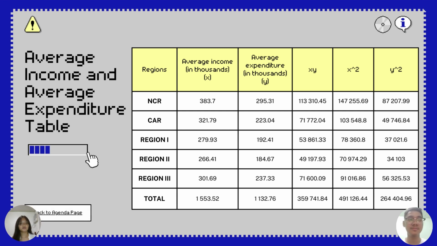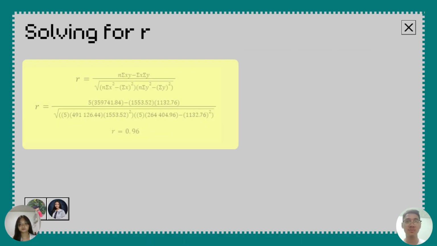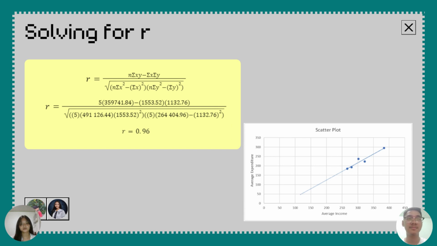Now that we have obtained all the values needed, let us substitute them to the formula. Substituting the values, we will get 0.96.